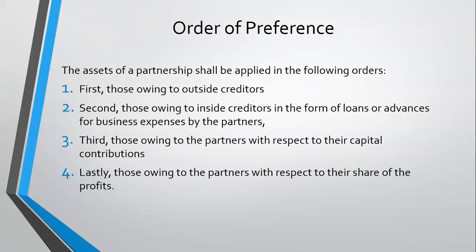So the order of preference, the assets of a partnership shall be applied in the following orders. First, those owing to outside creditors. Kasi kapag nagli-liquidate tayo, siyempre kailangan, unang-una na kailangan nating i-consider is to pay our outside creditors. Kailangan magbayad muna sa mga pinagkakautangan ng partnership. So sila yung may preferential rights over the assets of the partnership.